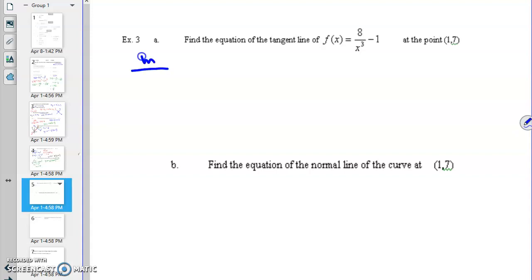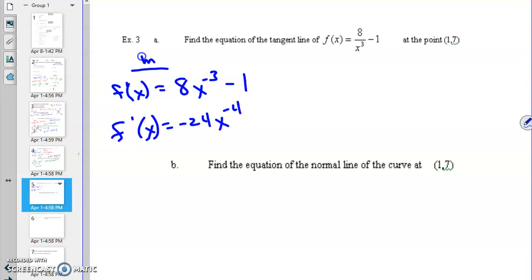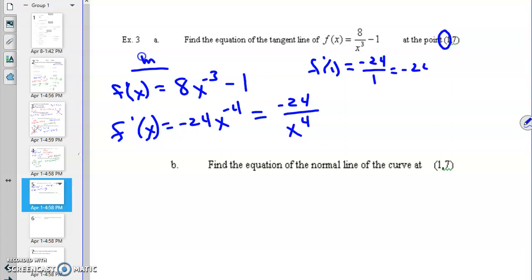Find the slope. How? Turn f of x into exponential form. 8x to the -3rd minus 1. Now we can apply the power rule. -24x to the -4th. Again, the constant's gone. I like to rewrite back without that negative exponent right there. Now we're going to evaluate f prime at 1. -24/1 is -24. So the equation of the tangent line: y minus 7 equals -24 (x minus 1).